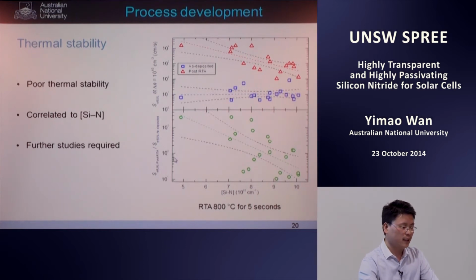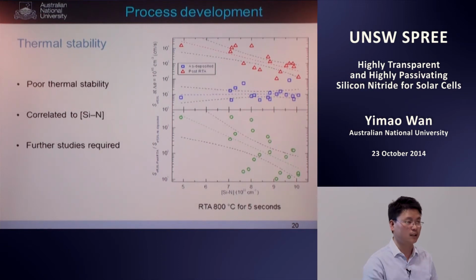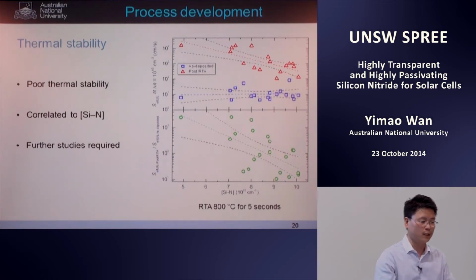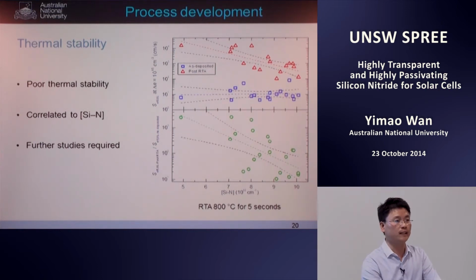So they still require some further work to improve the thermal stability of this highly transparent and highly passivating silicon nitride. But not all cells require firing stability, like the recently very popular electroplated cells, which don't require very high temperature. So this silicon nitride still has quite significant application, particularly on high efficiency laboratory scale cells.